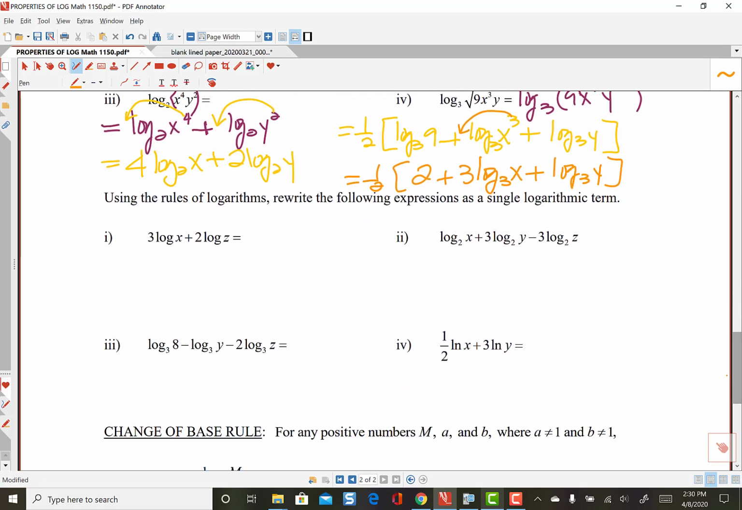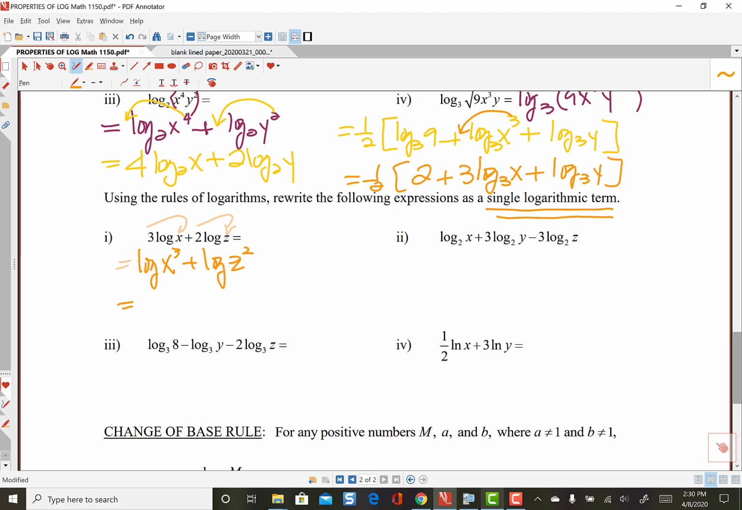Now here we want to take this and write it as a single log term. Now I'll be perfectly honest with you, this is the direction we usually go. We're usually trying to combine something as a single log term. So in these problems here, if you have a number out in front, that's your exponent, reattach. So first of all, I would write this as the log of x cubed plus the log of z squared.